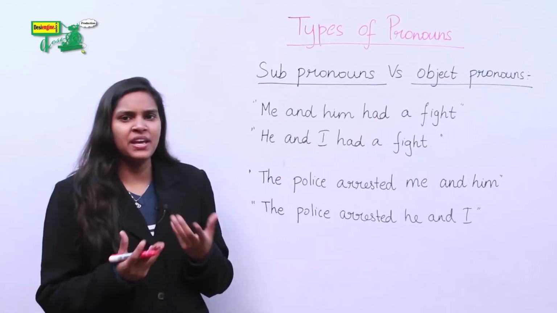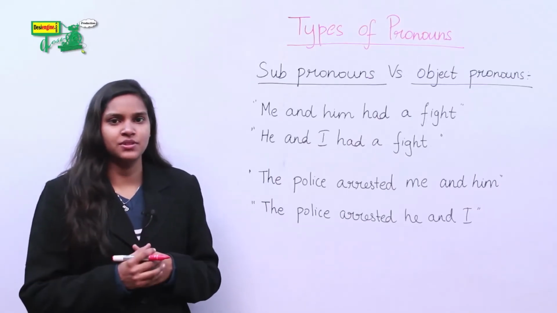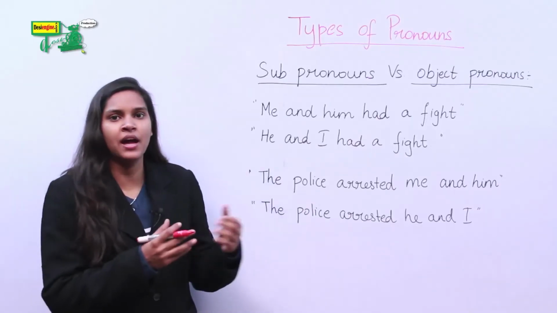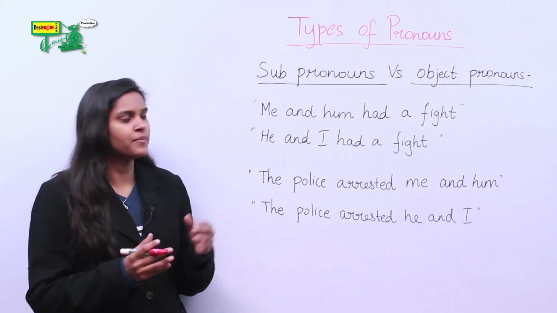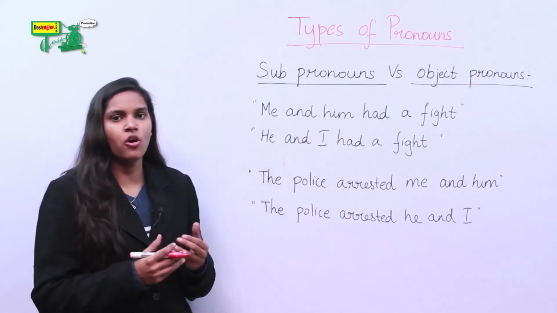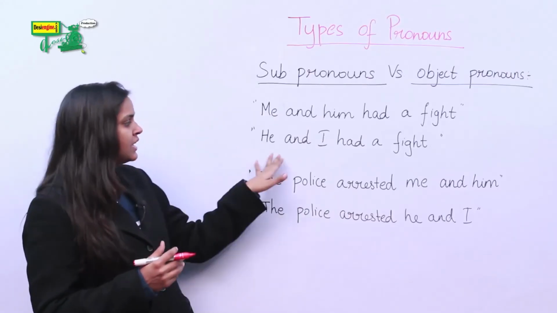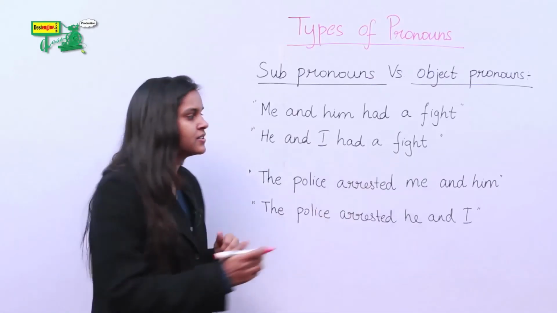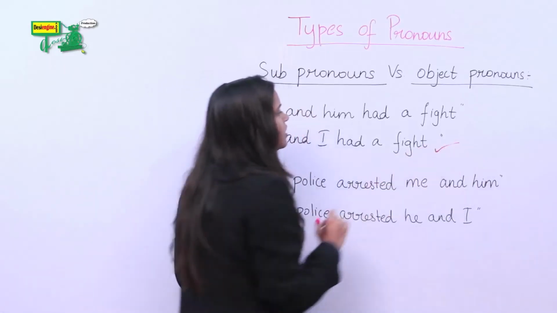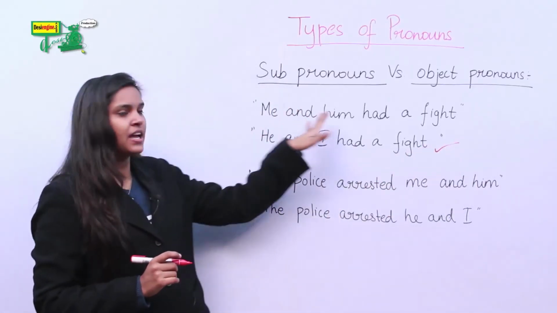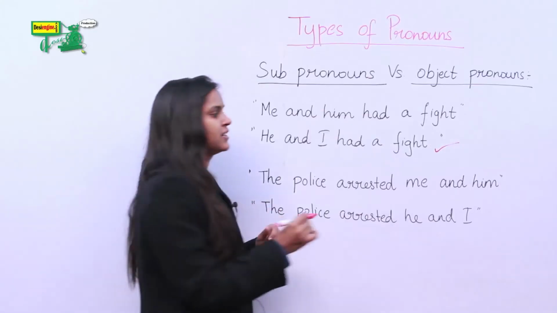You never say me had a fight. That's a wrong statement. Or you never say him had a fight. You always say either he had a fight or I had a fight. Therefore, the right sentence is he and I had a fight. And me and him had a fight is the wrong sentence.